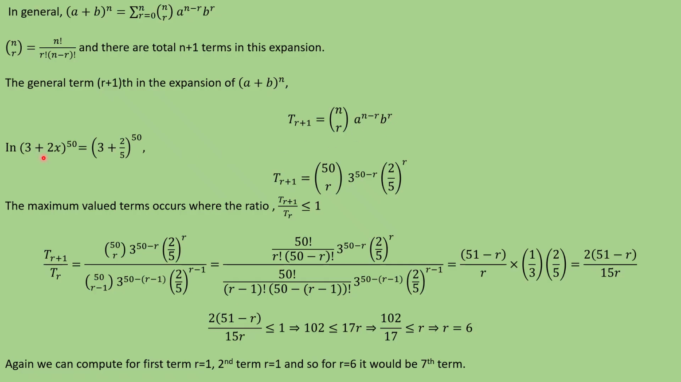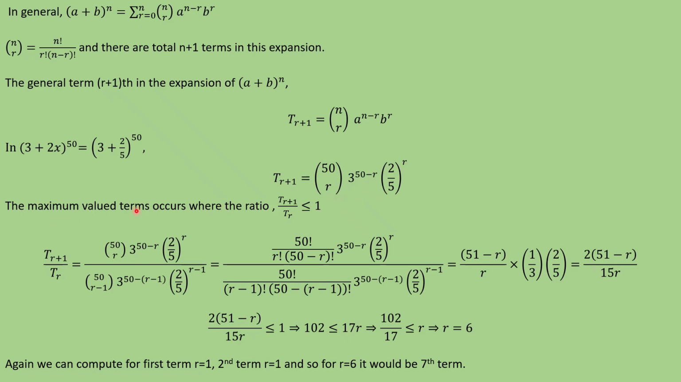So in 3 plus 2x whole to the power 50, we have given that x equals 1 by 5. So by putting the value x equals 1 by 5, we can get it as 3 plus 2 by 5 whole to the power 50. And so here the t r plus 1 term will be equal to 50 Cr 3 to the power 50 minus r, and 2 by 5 to the power r.